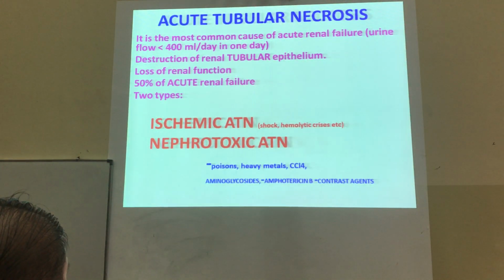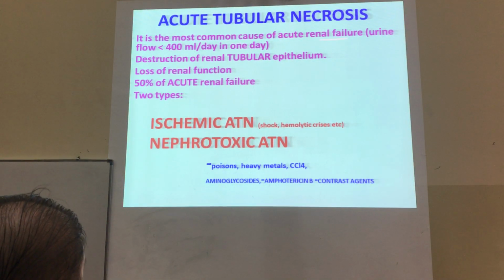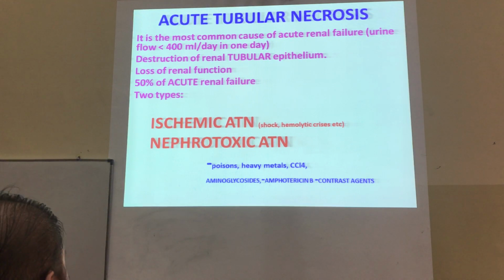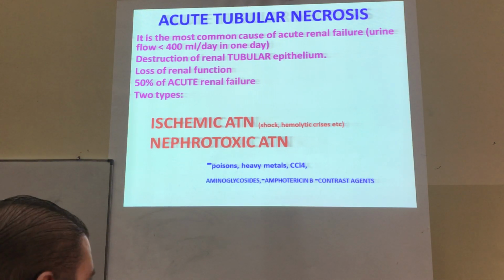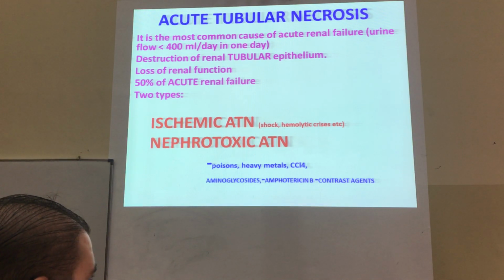So we will discuss the most important in this case, which is also a part of our tubular and interstitial topic. So acute tubular necrosis, it is the most common cause of acute renal failure, especially if the urine flow is less than 400 milliliters per day. Normally, what is the normal level of urine? Between 800 and 1,500.